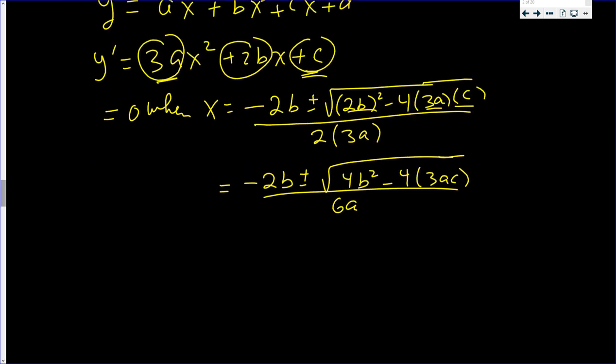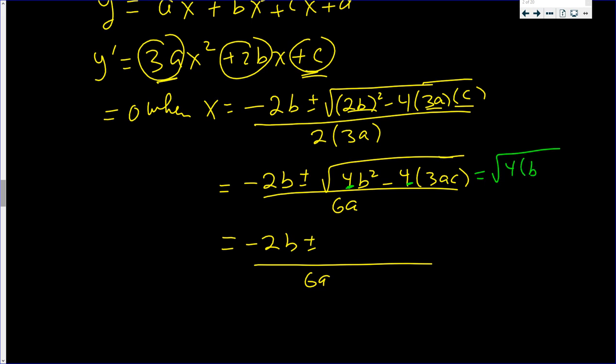Now, the reason I left the 4 where it is, let me just write this down. The reason I left this 4 is because now I can factor out a 4. That is, what's underneath the radical is 4 times b squared minus 3ac. But this 4 can come out in front as a 2. So I have plus or minus 2 square root of b squared minus 3ac.